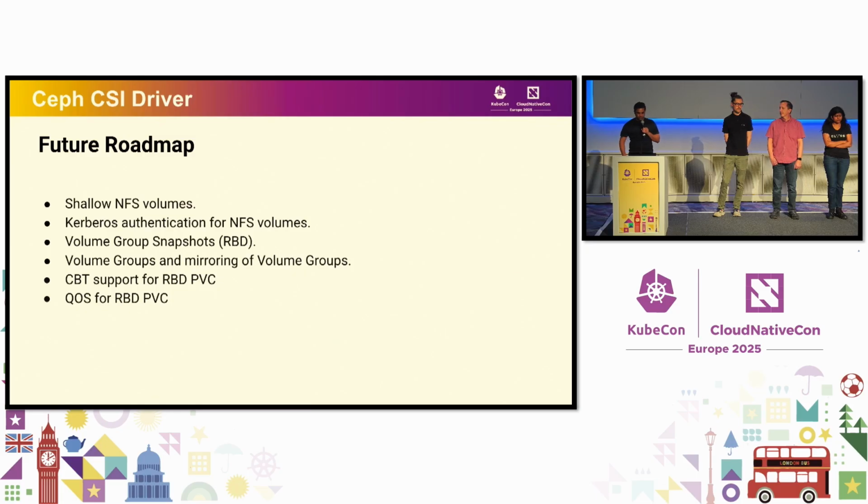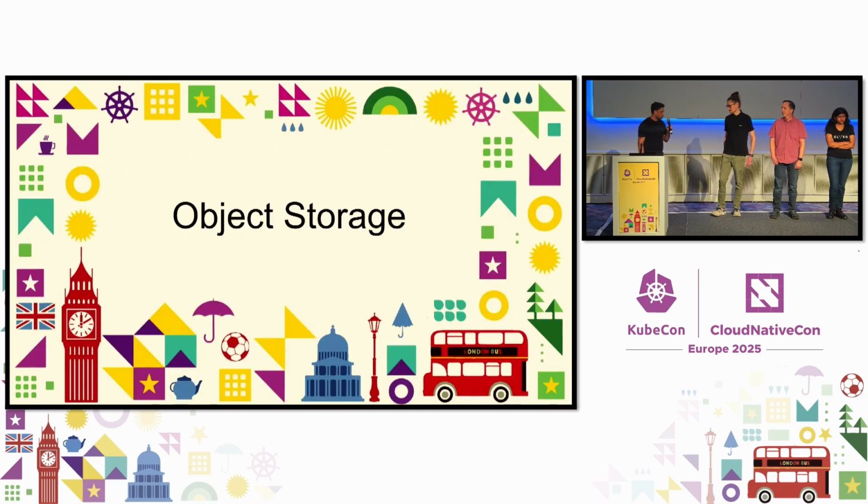We support mirroring for group snapshots. We are working on changed block tracking for RBD PVCs for better backup. We have also planned to support QoS for RBD PVCs, which is one of the long-awaited features. So I'll hand it over to Artem to talk about object store.